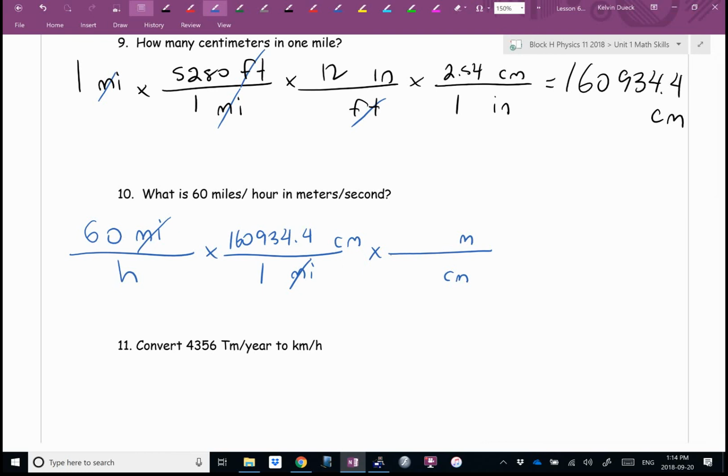So you don't memorize top or bottom. You memorize that it goes in front of the base unit. I wrote 10 squared rather than 100. Now if I stopped here, that would be meters per hour. Now let's take care of hours.